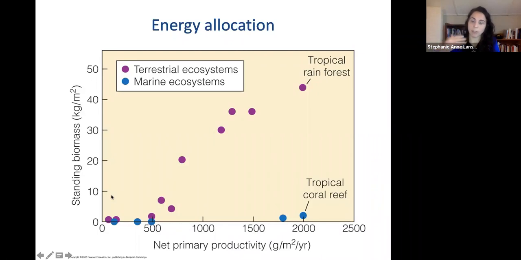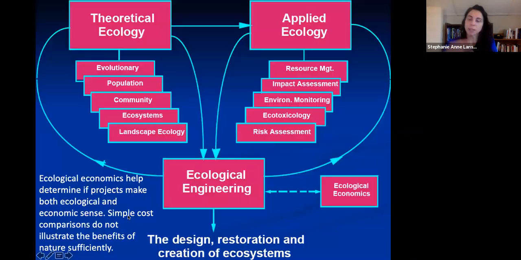So if we're thinking about something in the marine environment, their standing biomass is going to be very low, but the net primary productivity of a tropical coral reef, for example, is very high. So it has the same net primary productivity as a tropical rainforest, but the difference is it doesn't have a lot of standing biomass. And so all of these are important things when we think about this idea of ecological engineering.